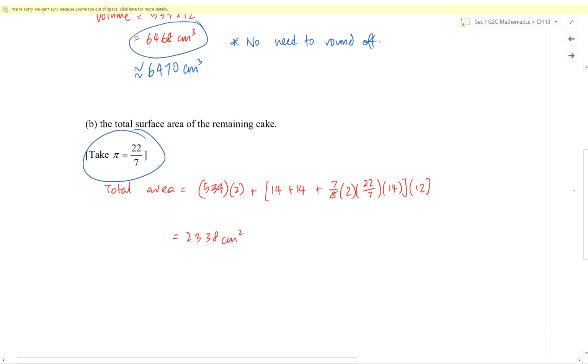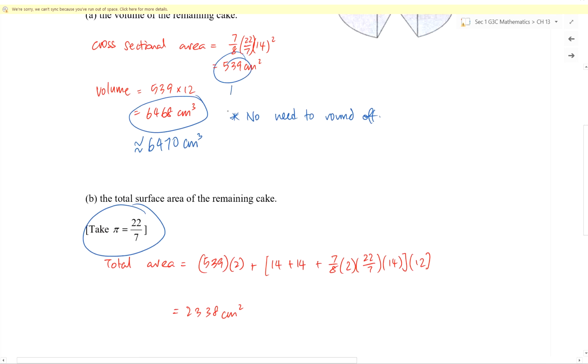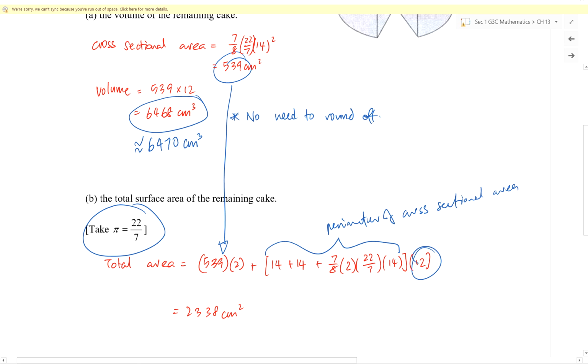So same logic for part B. Find the total surface area. So we take the same surface area that we found earlier on, 539, multiply by 2, and this must be our perimeter of cross-sectional area. And we multiply by the thickness again. So from here, if you round it off to 2340 square centimeters, I will say it is fine. Okay? But you must understand why I'm saying these things.